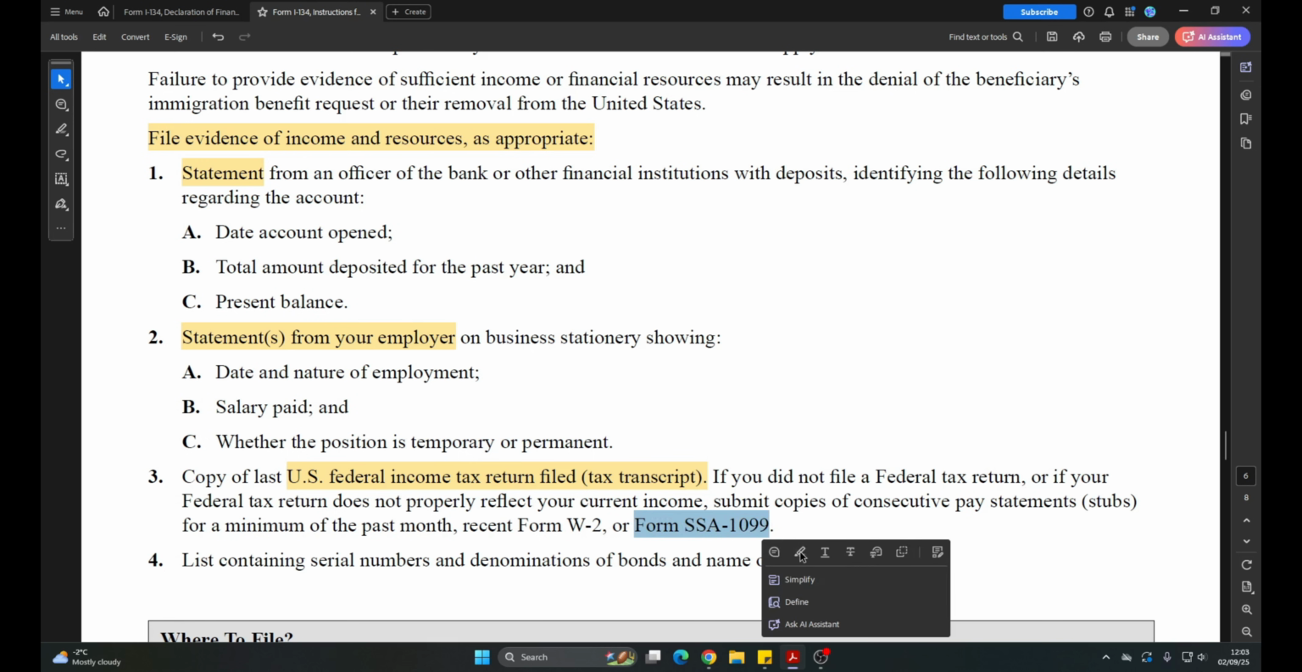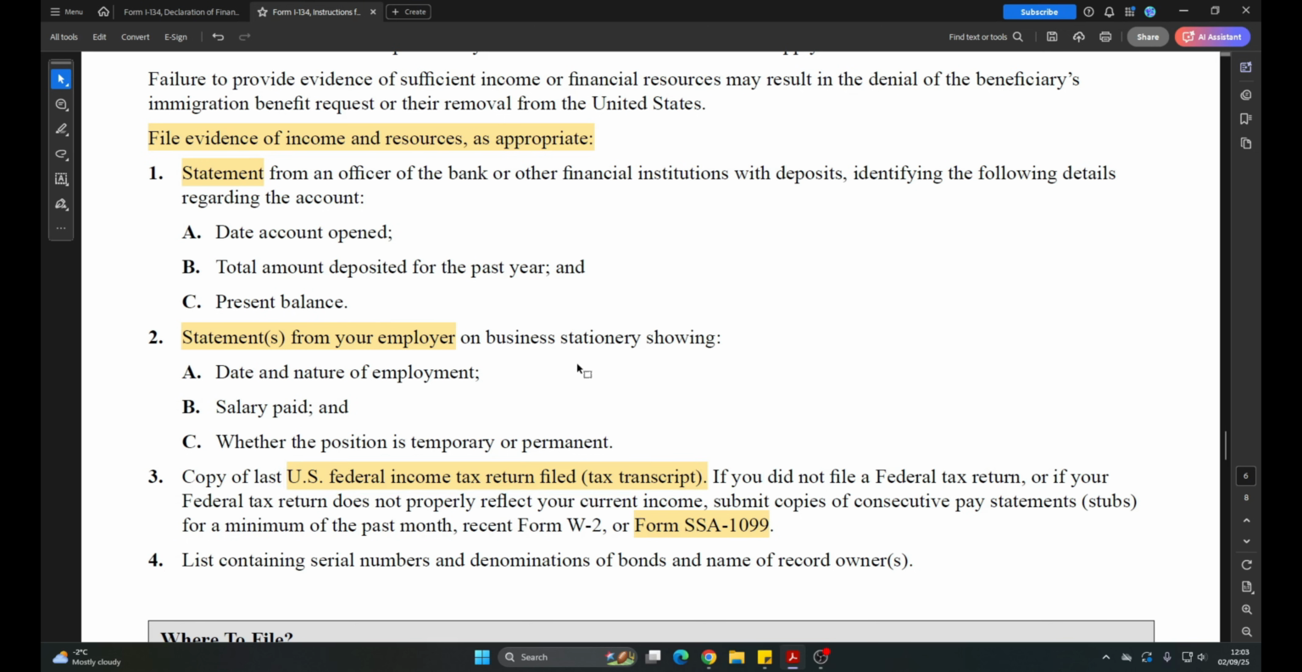This would apply to somebody who is, for example, retired. The adjusted gross income may not necessarily reflect what their income actually is, because it's non-taxable. Then you might want to provide your most recent retirement benefits statement.